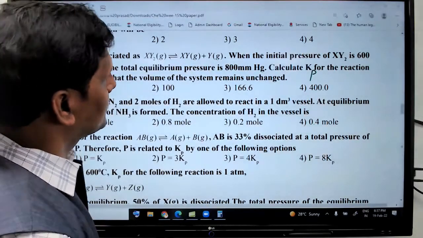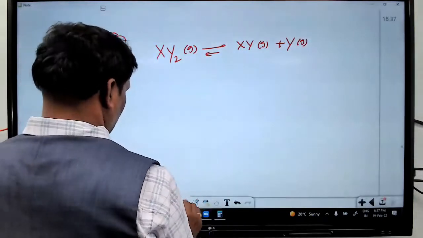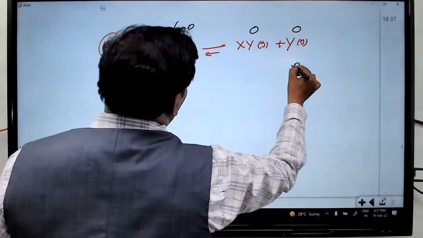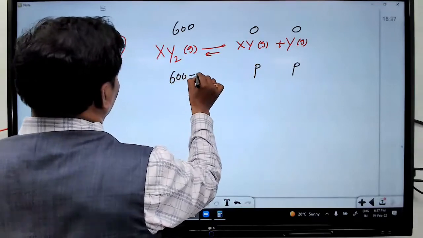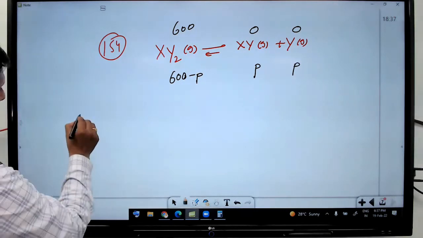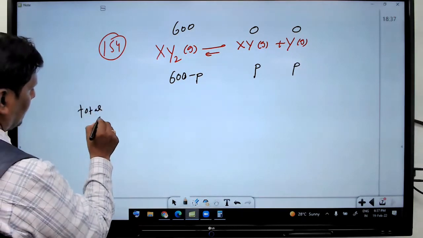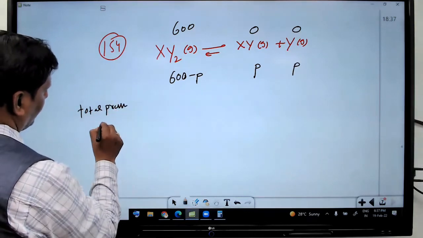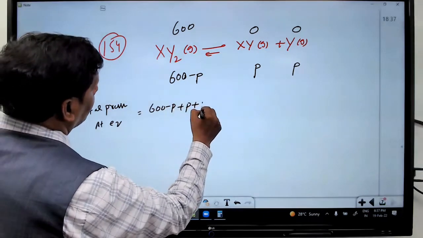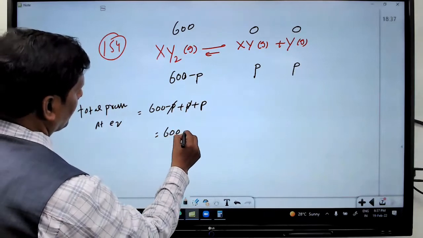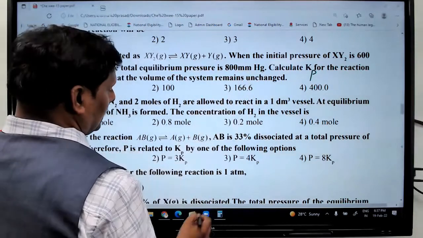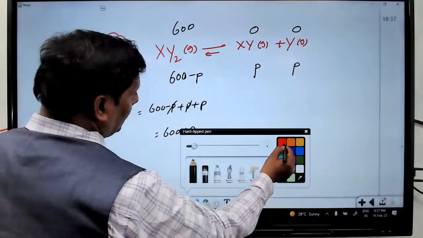अच्छा, इनिशियल प्रेशर 600 mm. 600 है. ये वाला 0, 0. P pressure directly, 600 minus P. Now the number of moles. Directly pressure is given. But equilibrium total pressure at equilibrium is equal to 600 minus P plus P plus P. मतलब 600 plus P. But in our problem this value is given 800.